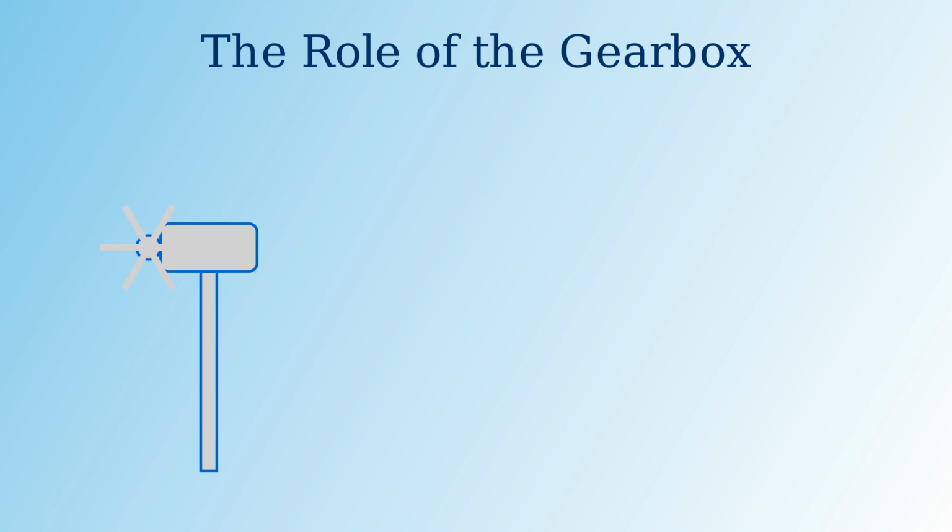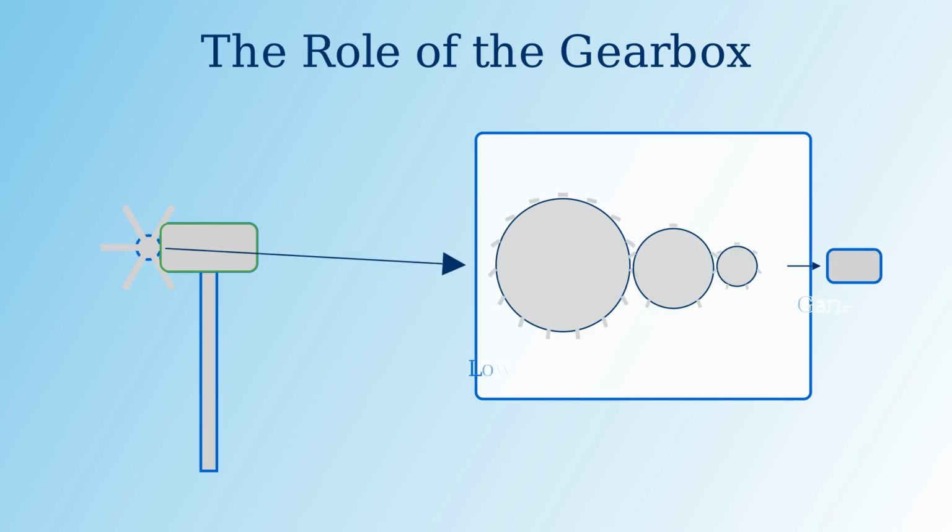The gearbox is a critical component in most wind turbine designs. In a wind turbine, the gearbox sits between the rotor blades and the electrical generator. The gearbox connects the low-speed shaft, which is attached to the rotor, to the high-speed shaft connected to the generator.